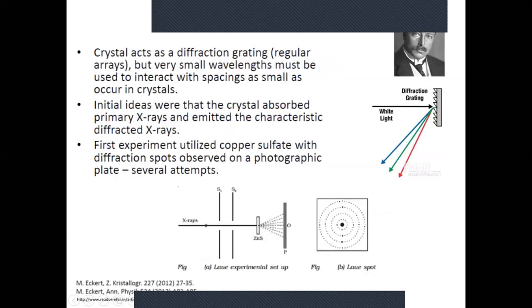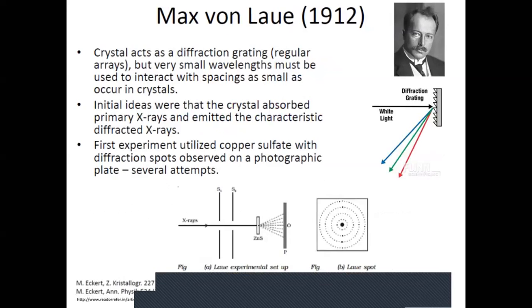So the way Max von Laue explained the diffraction of X-rays is that the crystal acts as a diffraction grating because it has regular arrays in the crystal, which are planes of atoms. If you take a stack of crackers, each cracker is its own plane, and you can imagine that plane has a certain number of atoms on it. As the X-rays hit the atoms, it diffracts.